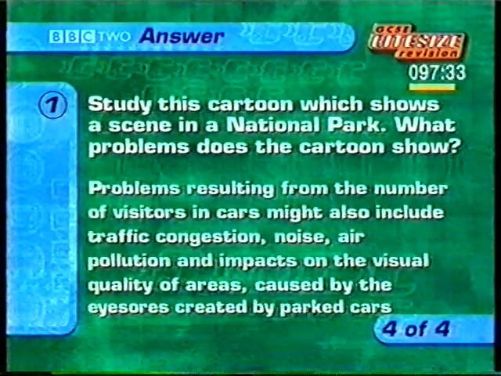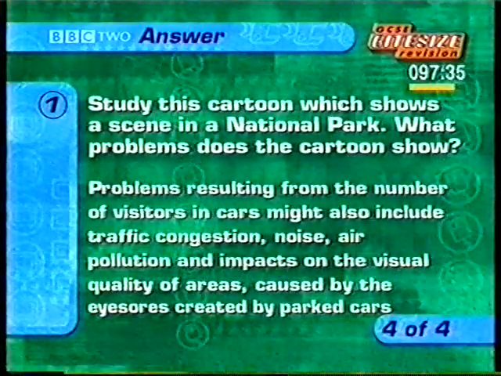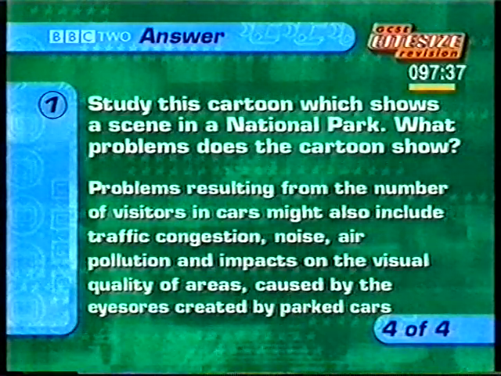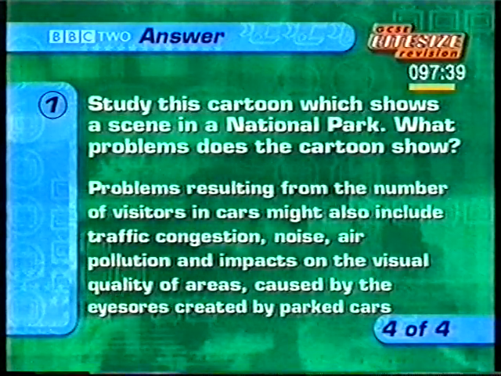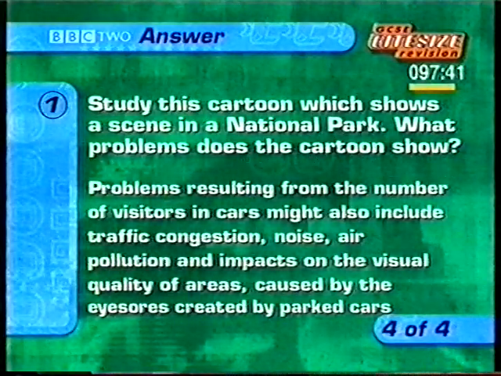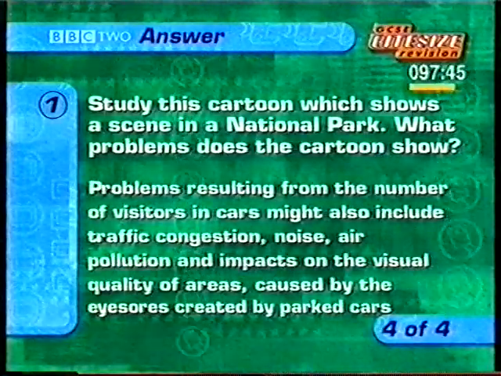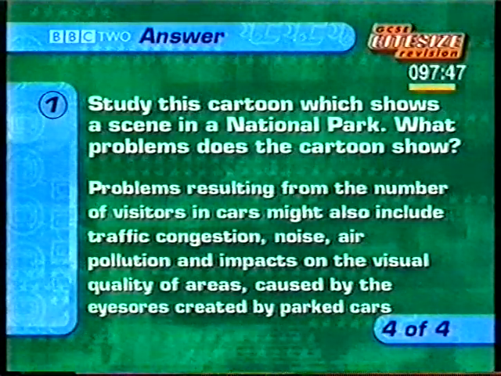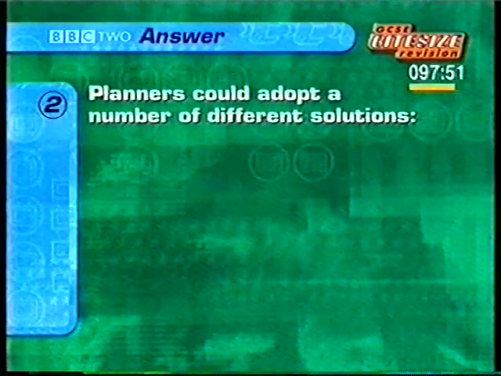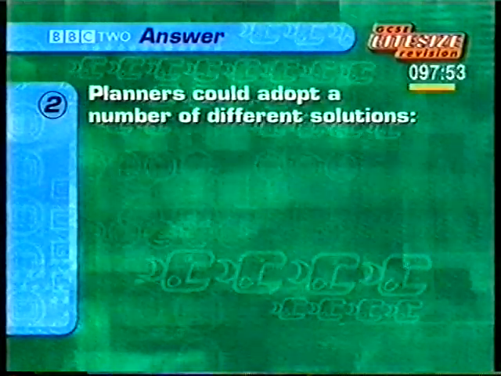Problems resulting from the number of visitors in cars might also include traffic congestion, noise, air pollution, and impacts on the visual quality of areas caused by the eyesores created by parked cars. Planners could adopt a number of different solutions.